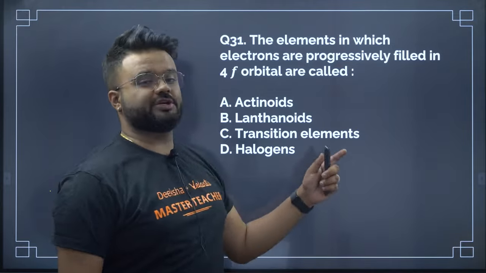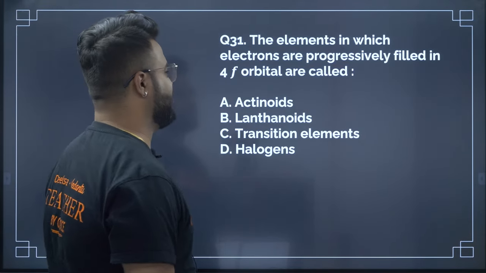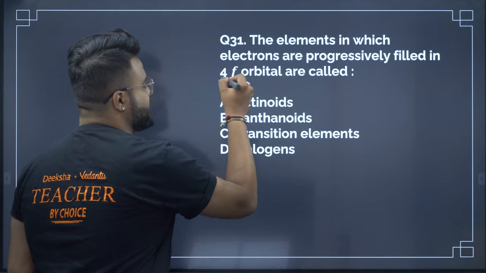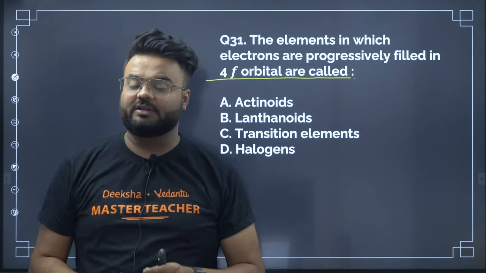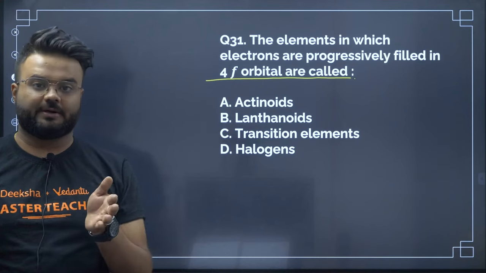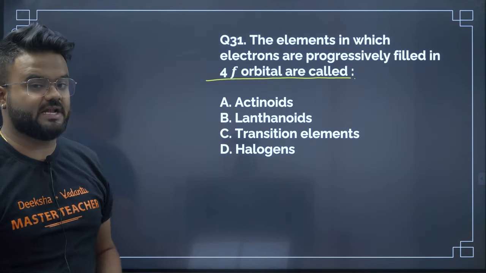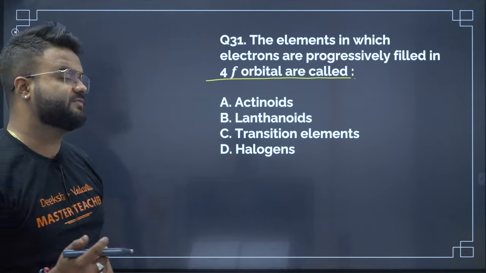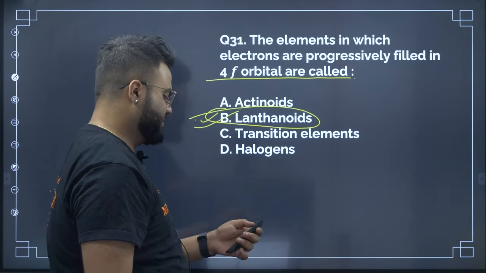Now, coming back to question number 31, the elements in which electrons are progressively filled in 4f orbitals are called as. Now, we all know that wherever the 4f subshell is filled in the transition elements, we can understand that 4f comes in the lanthanides. So, the correct answer will be option B.